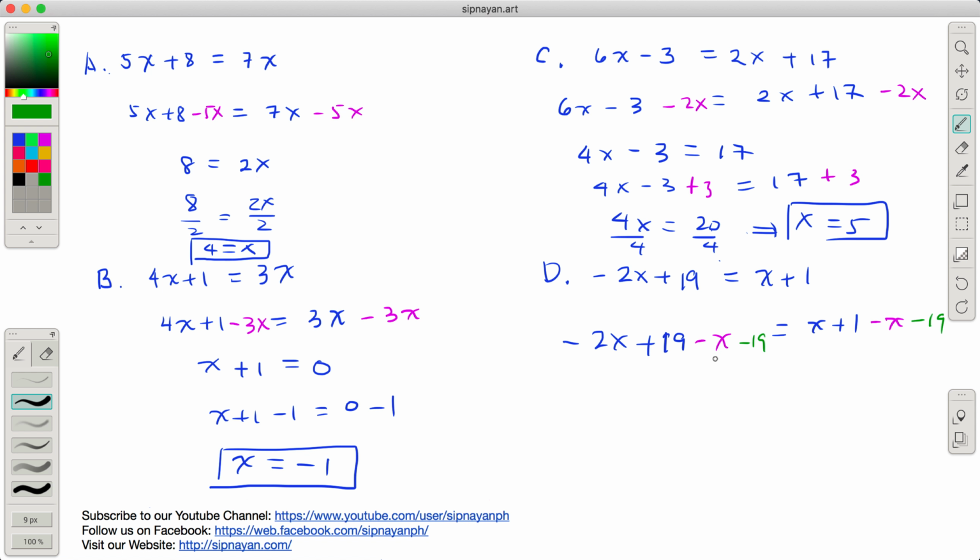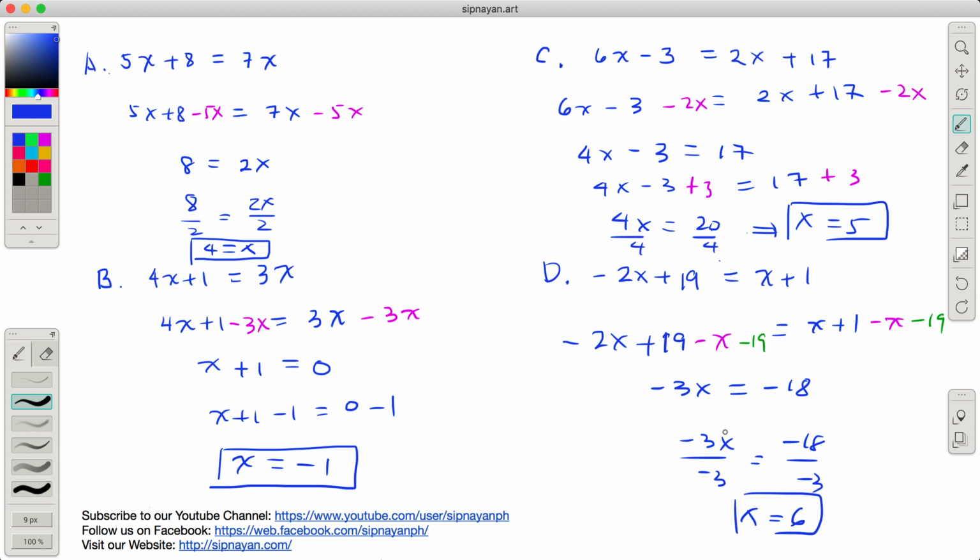So, negative 2x minus x is negative 3x. This is negative 3x is equal to, what is x minus x? This is 0. Then 1 minus 19 is negative 18. Okay? And then we can divide both sides by negative 3. Negative 3x over negative 3 was negative 18 divided by negative 3. Which means that x makakancel to is equal to 6.